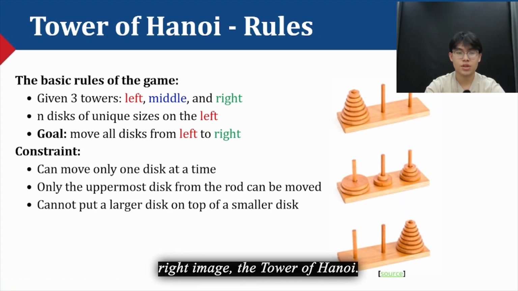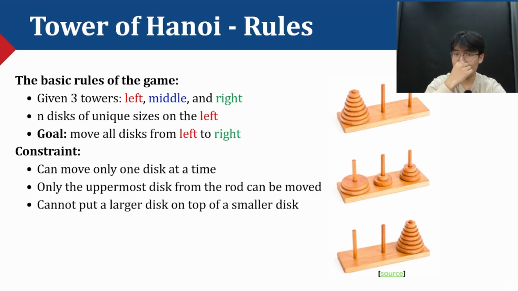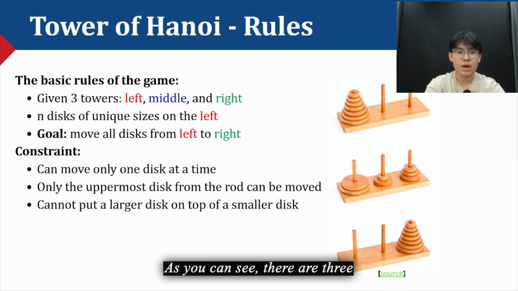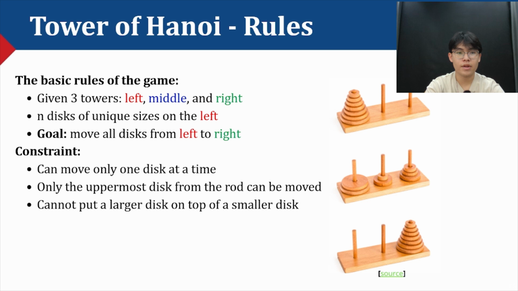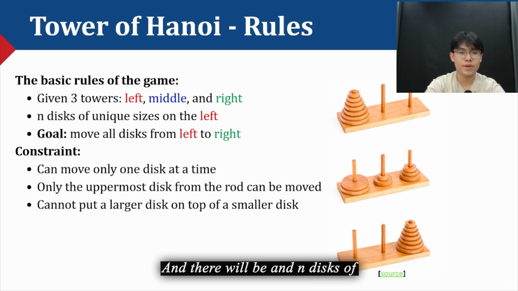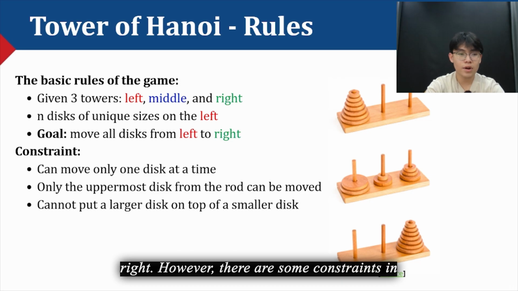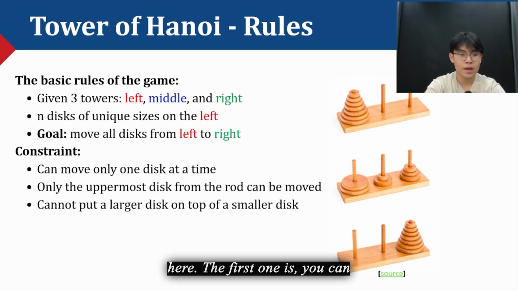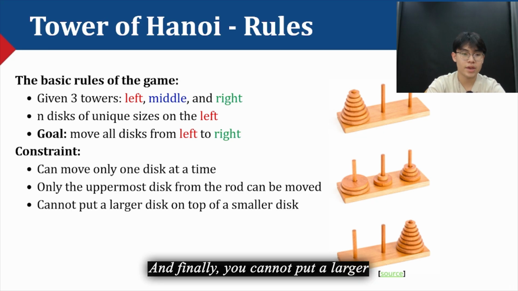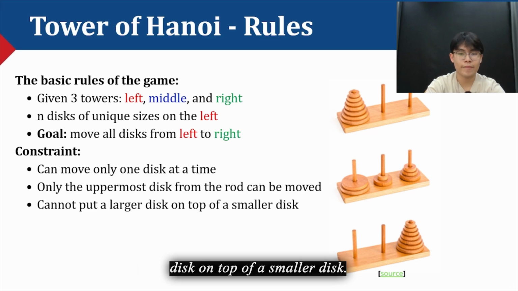Let's look at the right image, the Tower of Hanoi. As you can see, there are three towers here, the left one, the middle one, and the right one, and there will be n discs of unique size on the left post. The goal here is to move all the discs from the left to the right. However, there are some constraints here. The first one is you can move only one disc at a time. The second one, only the uppermost disc from the rod can be moved. And finally, you cannot put a larger disc on top of a smaller disc.